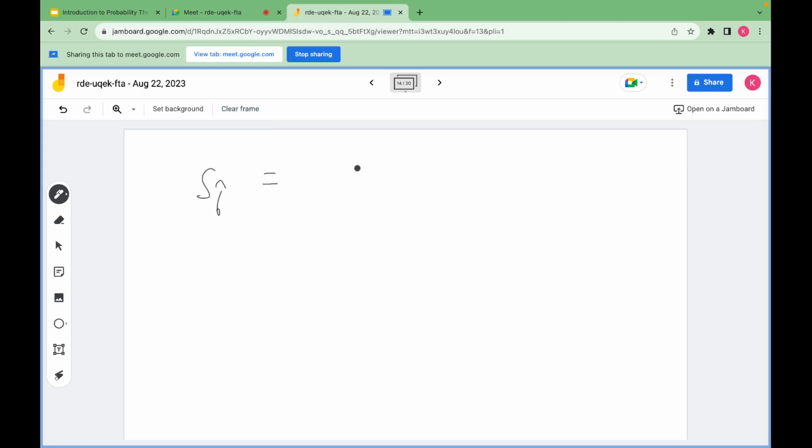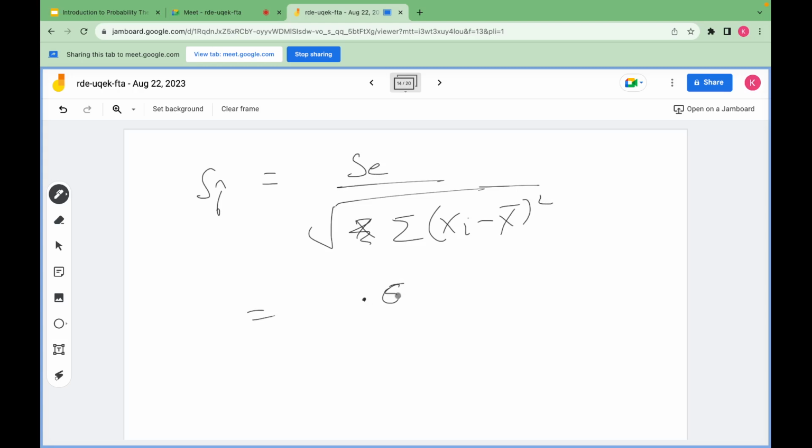S_b1 will be SE divided by root over summation xi minus x bar whole square. SE was 0.6261, divided by root over 12.989. This value comes out to be 0.1737.